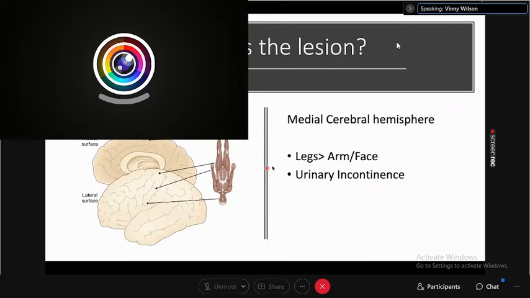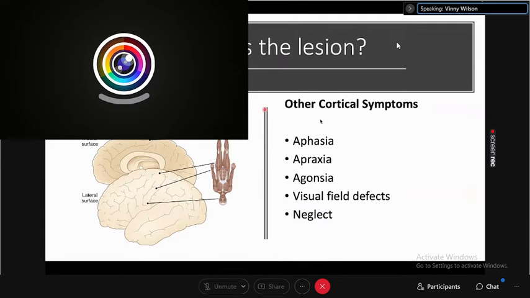Whereas if the patient has leg involvement more than arm or face, and urinary incontinence, one tends to consider the possibility of the medial aspect of the cerebral hemisphere. That is because the distal part of the leg is represented on the medial aspect of the cerebral hemisphere, and this medial aspect also contains the bladder centers. So if the patient has urinary incontinence and involvement of the leg more than the arm and face, one would think of the inner, or medial, aspect of the cerebral hemisphere.